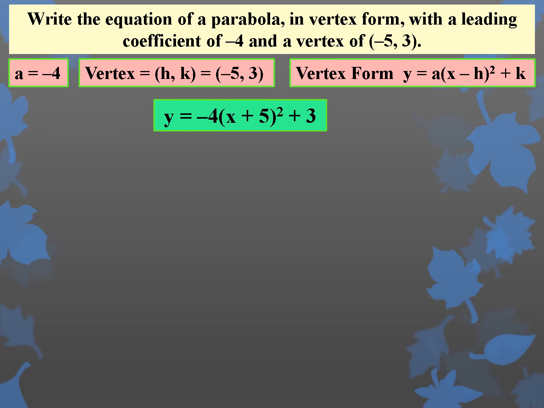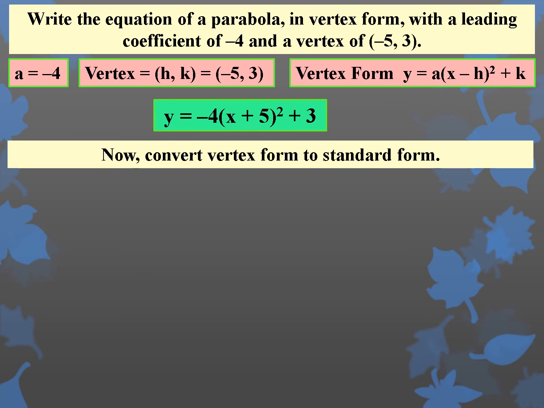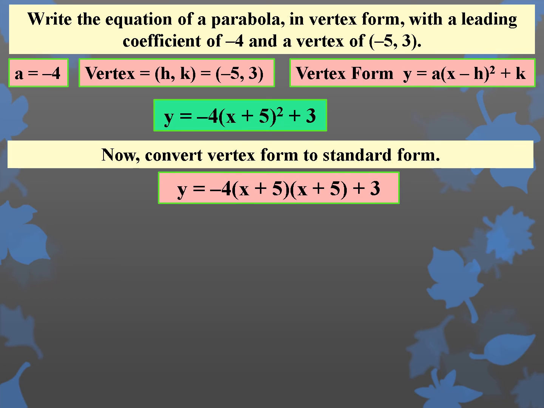Now, what if I wanted you to switch vertex form to standard form? Well, remember what I've told you about a parentheses squared? Anytime you see a parentheses squared, that means, hey dude, write me twice. So I write x plus 5 times x plus 5 instead of x plus 5 squared. I next am going to multiply x plus 5 times x plus 5.